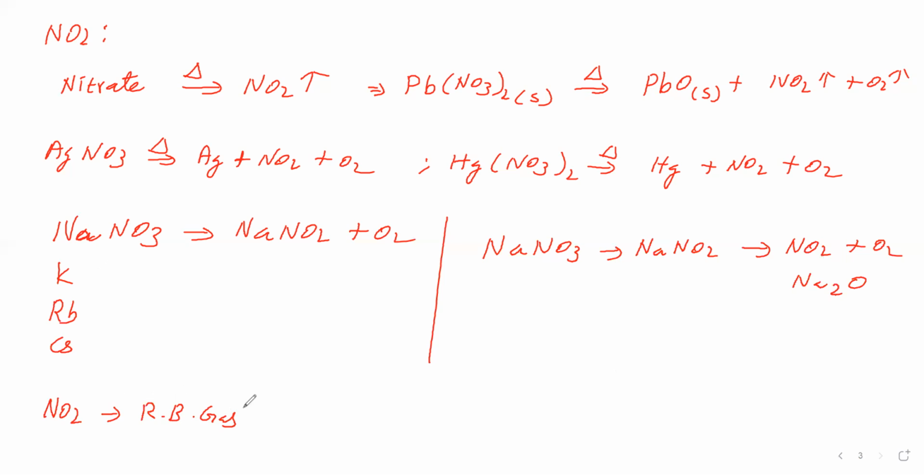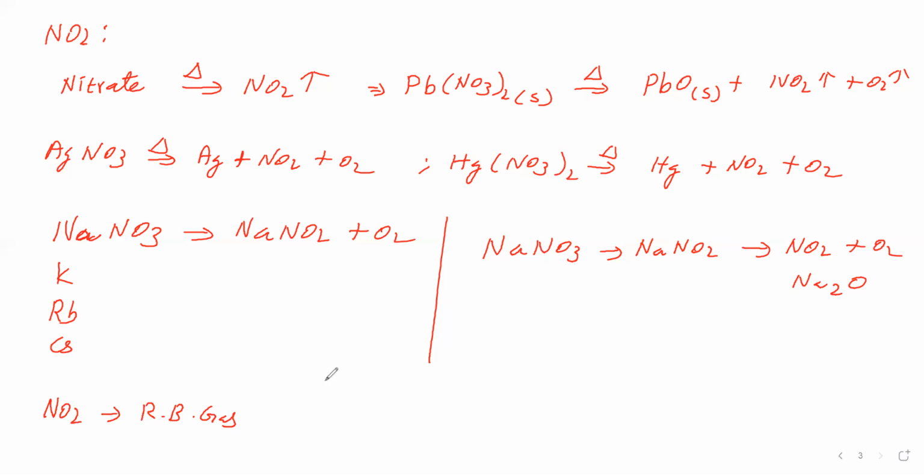In the salt analysis, another salt also gives a reddish brown gas. What is that? Bromine. Bromine gas is also reddish brown. So reddish brown colored gas in the salt analysis means one is NO2 gas and the other is bromine gas.